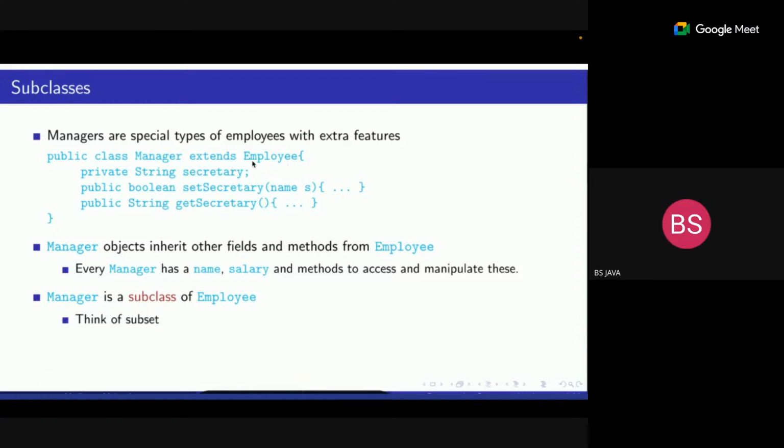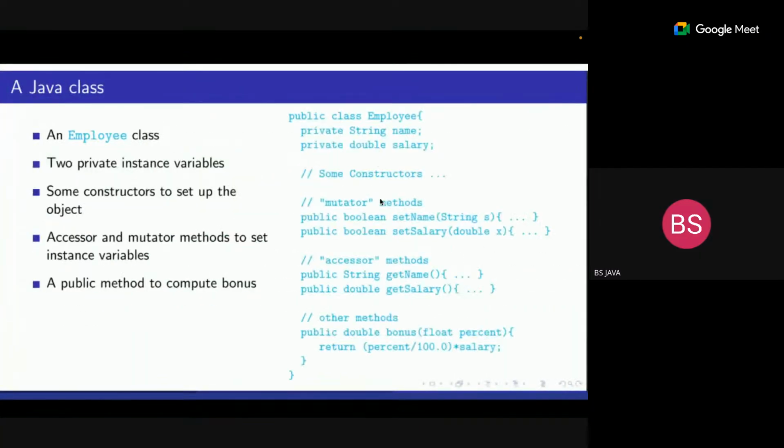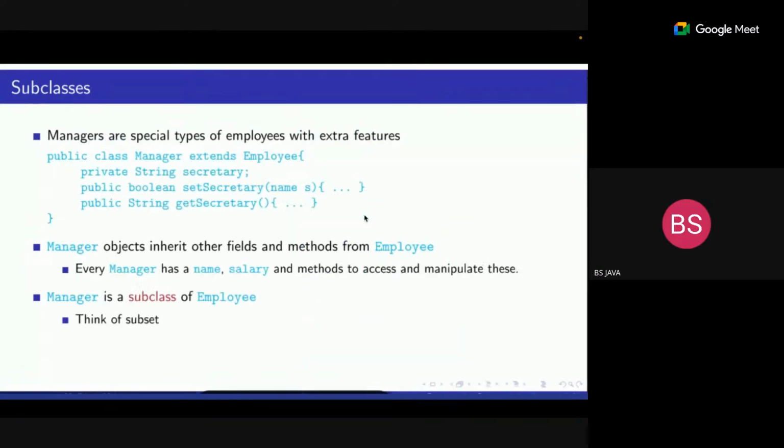Extend means it is going to inherit all the variables and all the methods from this particular class employee into this manager class. And if you want to add some extra features, we'll add them here in the manager class. A manager may have a secretary, so we have another instance variable to store the name of the secretary. For this secretary, we have a set secretary method and a get secretary method as well.